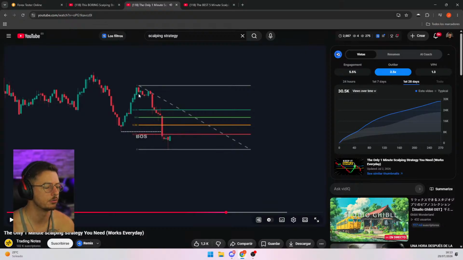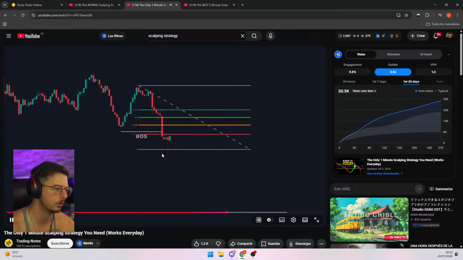That's actually not a break of structure, that's a continuation. Break of structure would be if it would break in the opposite side. So this is actually not a break of structure, it's just a continuation of the actual structure. If it would have come up and broken this level up here, that would be a break of structure because it's breaking the actual structure. But this is already a downtrend, so it's just continuing the downtrend.